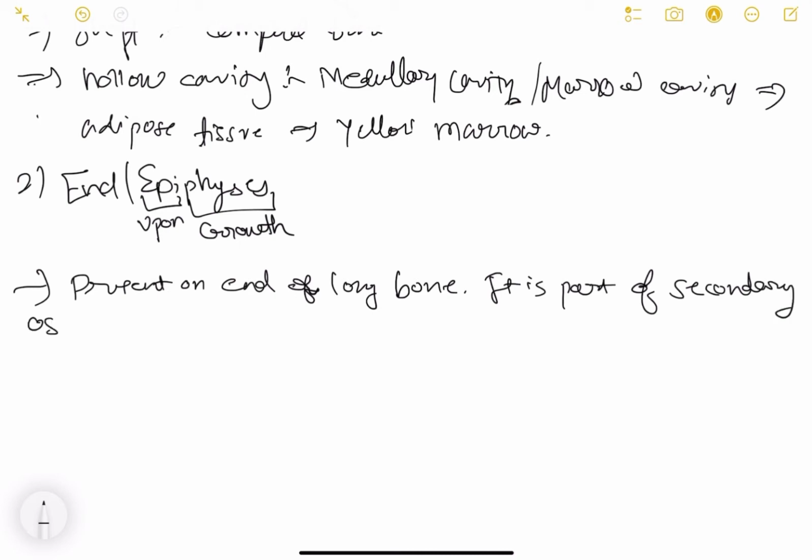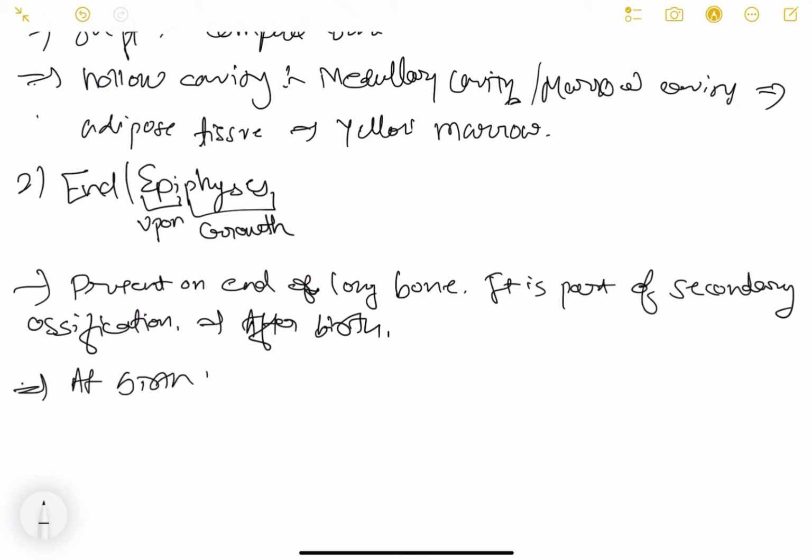Like diaphysis is the part of primary ossification and epiphysis is the part of secondary ossification, and this secondary ossification takes place after birth. Like in diaphysis it was before birth. So you do remember all these differences, so it will help you to clear out more. Now remember this point which is more handy.